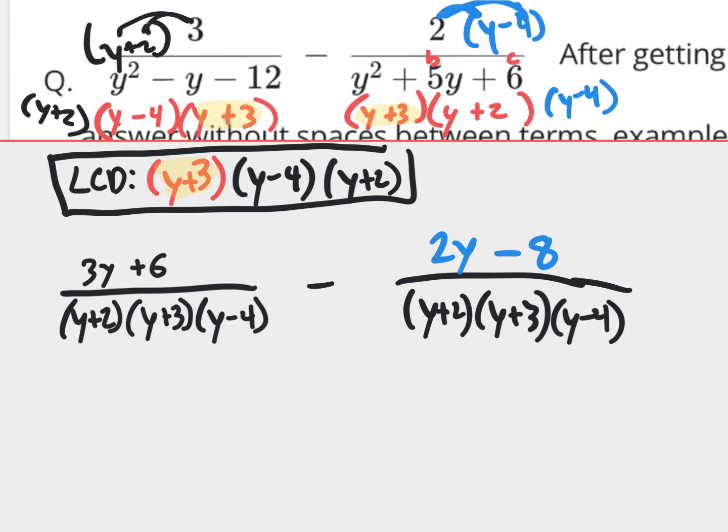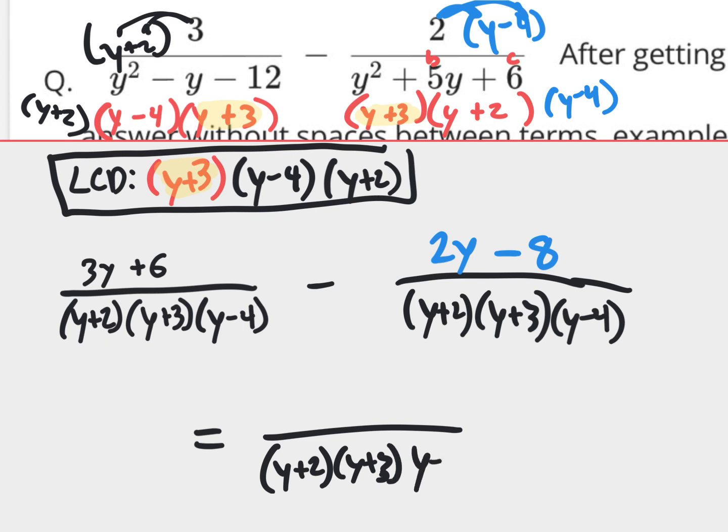So now that I have two fractions with the lowest common denominator in both fractions, I will be able to subtract them and get an answer that will be over that LCD of y plus 2, y plus 3, and y minus 4. Okay, now here's the tricky part. We are subtracting. So that minus sign needs to get distributed to both the 2y and the 8. So that's going to become a negative 2y. It's going to become a positive 8.